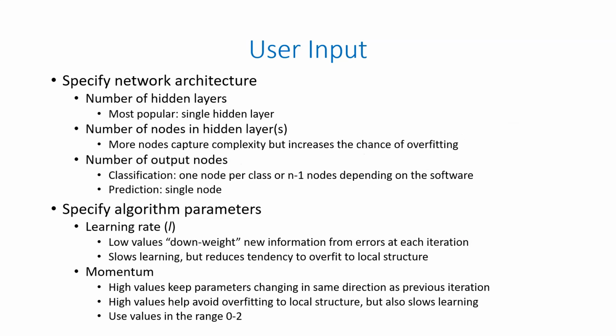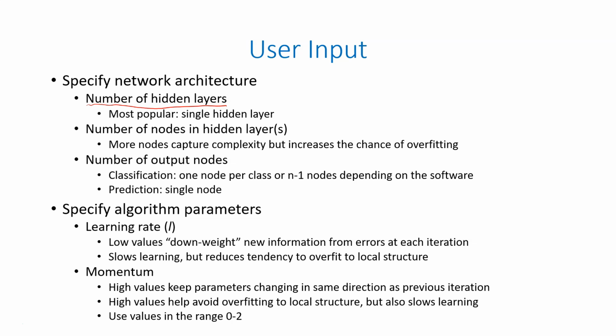Another important user input for neural networks is the network structure. In other words, what the network is going to look like. There are a few key decisions the analyst needs to make when configuring the network structure. First, how many hidden layers are you going to include in the network architecture?